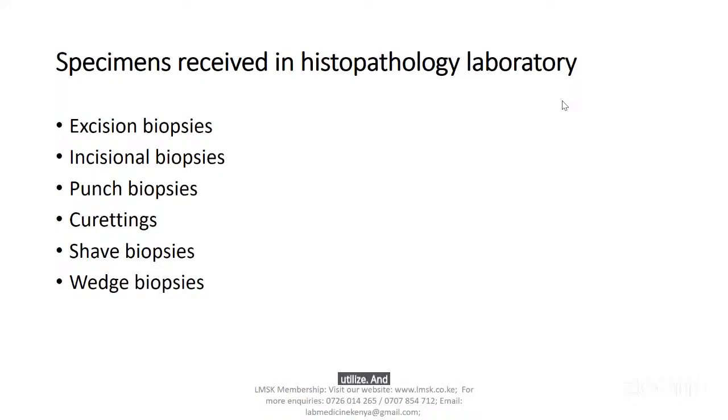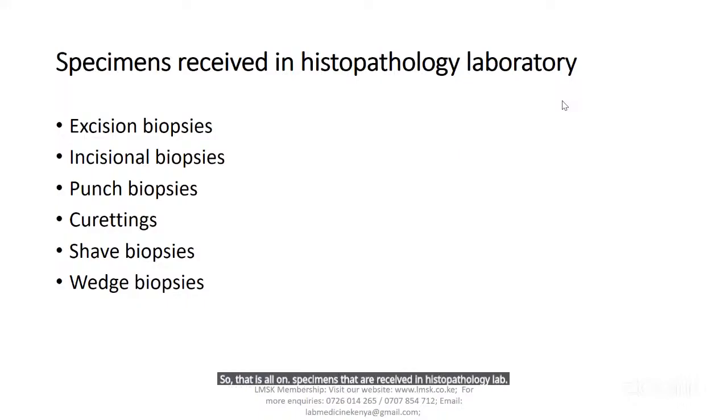And then you have the shave biopsies, which use a blade to cut a small piece, maybe of a swelling outside the body. It can also be a skin biopsy. And wedge biopsies are just a part of the tissue, not a core, but a little bit bigger than the core. It can be from the liver, where you are taking part of the liver, or part of the lung that is affected. So that is all on specimens that are received in the histopathology lab.